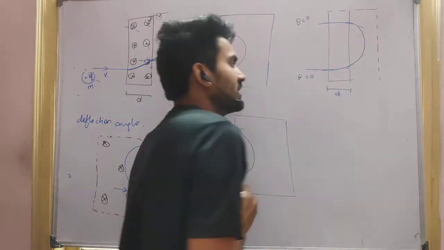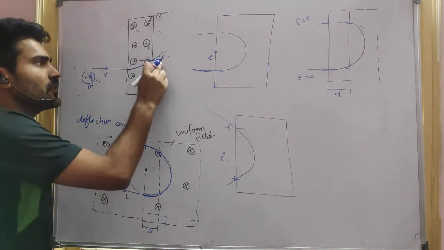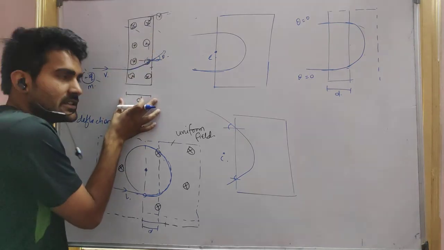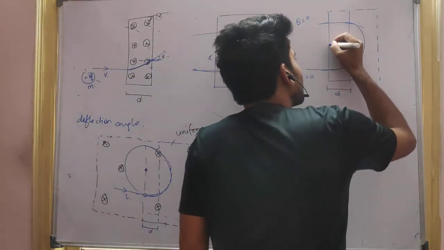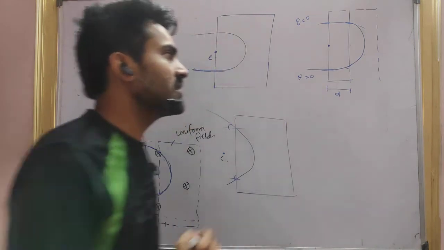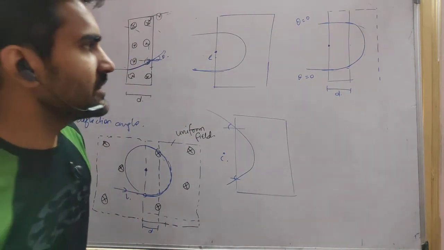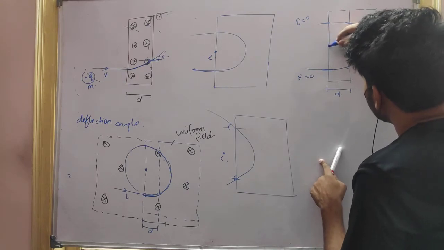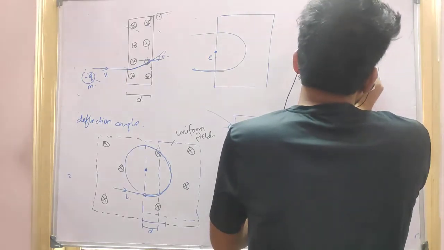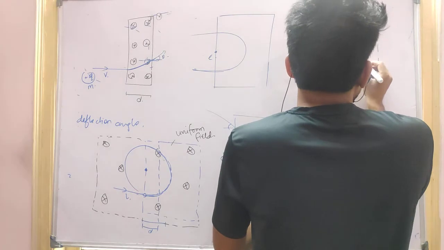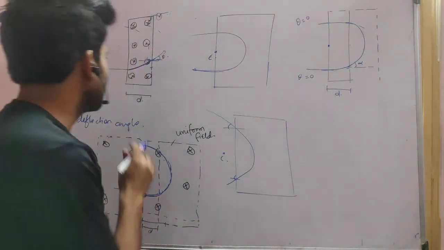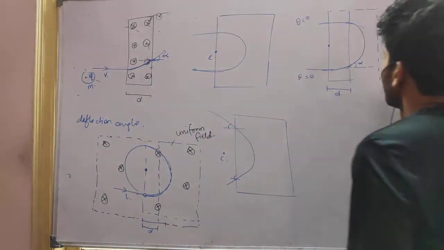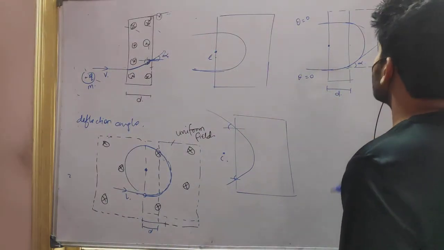So this is the distance d. We have to find out the deflection if the thickness of the magnetic field is d only. So can I say this is the center here? Tell me, guys. So we have to find this angle. Let's say it is alpha. So we have to find the angle alpha, meaning at what angle it will go out.